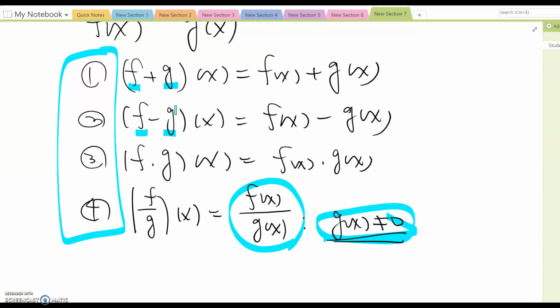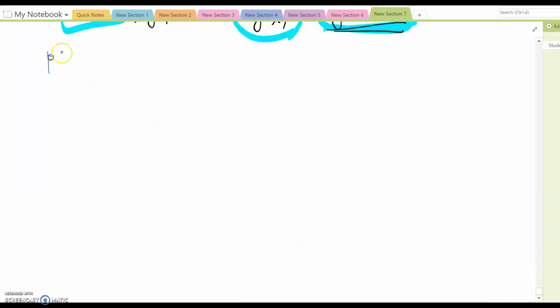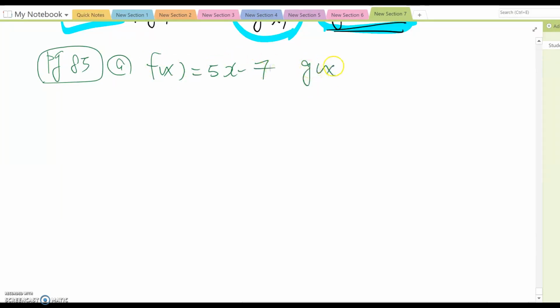Okay, then let's look at the example on page 85. If you look at A, given f(x) equals 5x minus 7 and g(x) equals 3 minus x, we want to find (f plus g)(x) and then determine its domain. So A, (f plus g)(x).